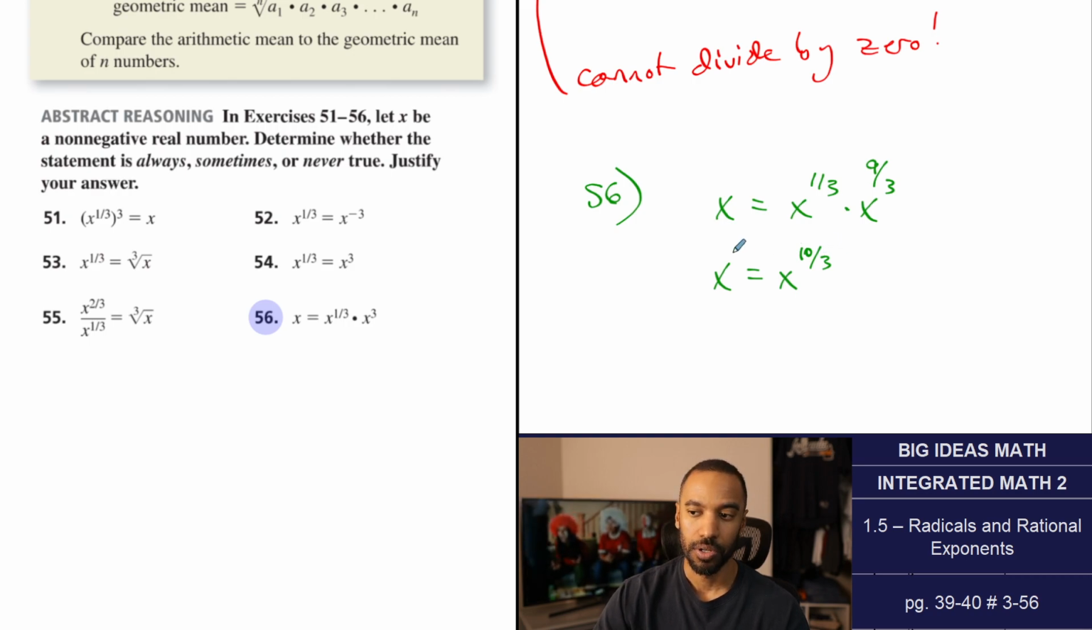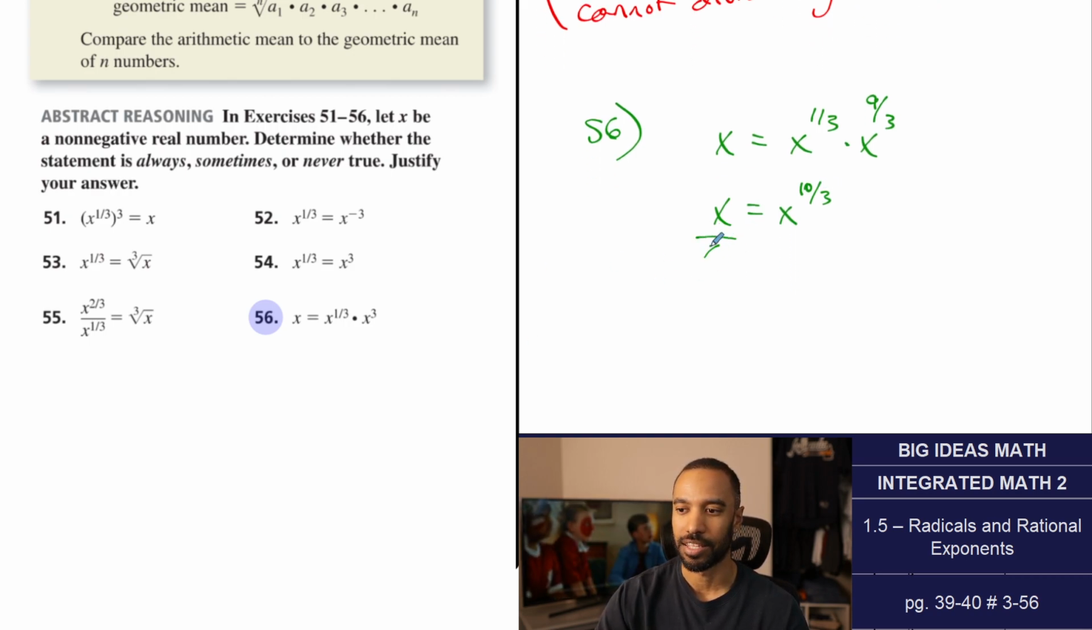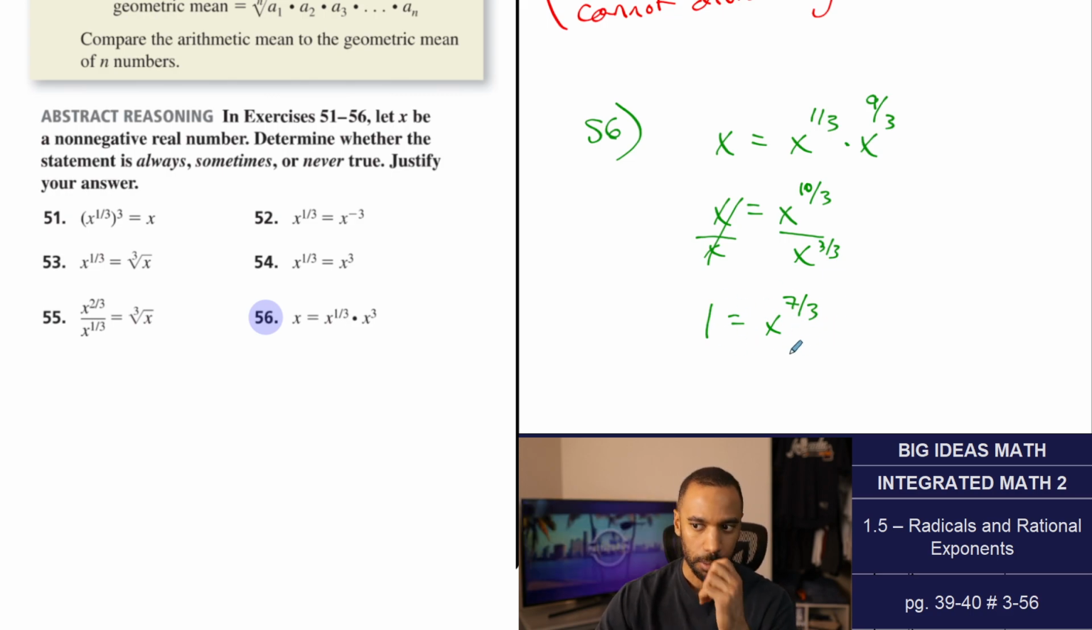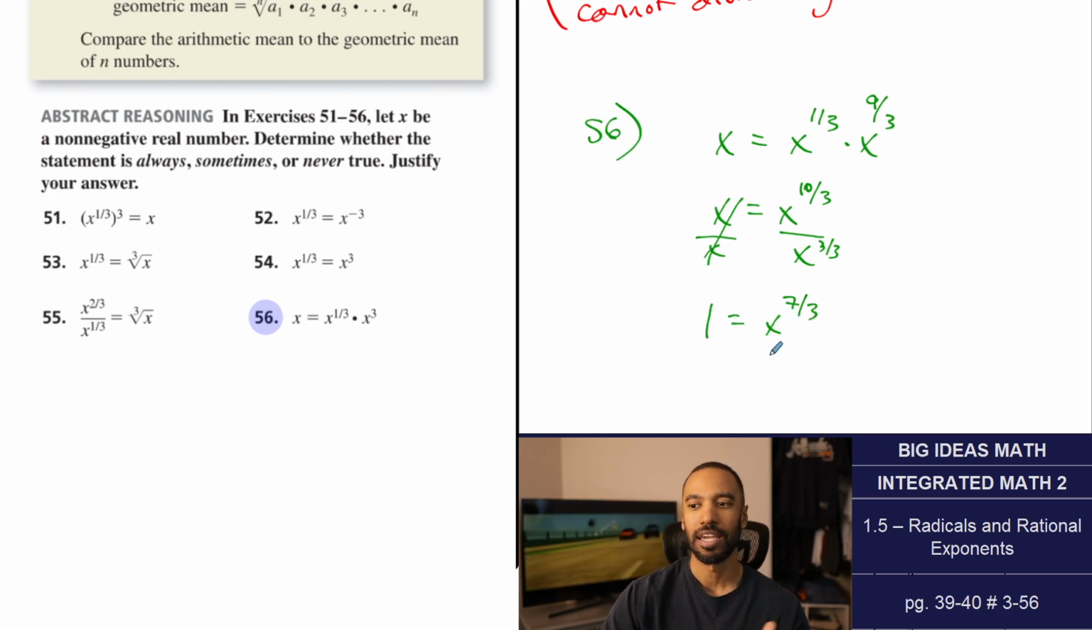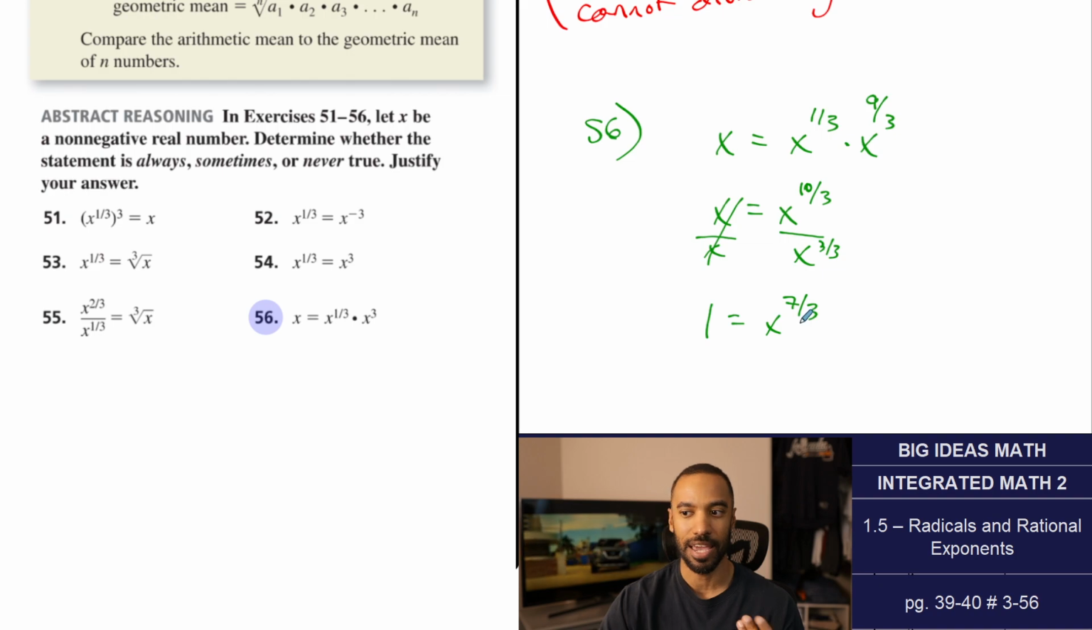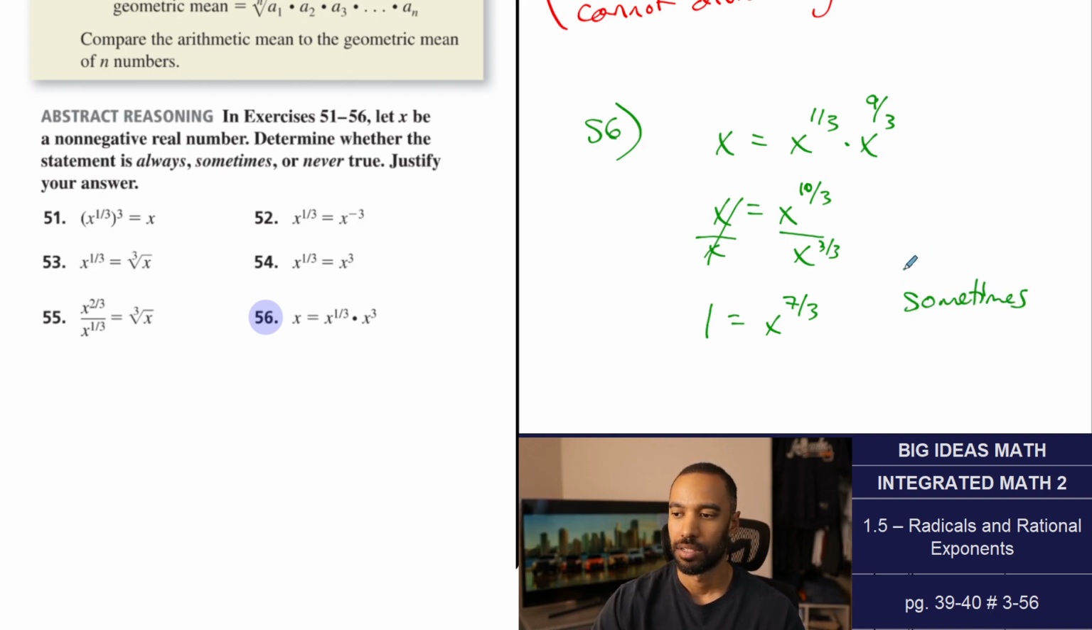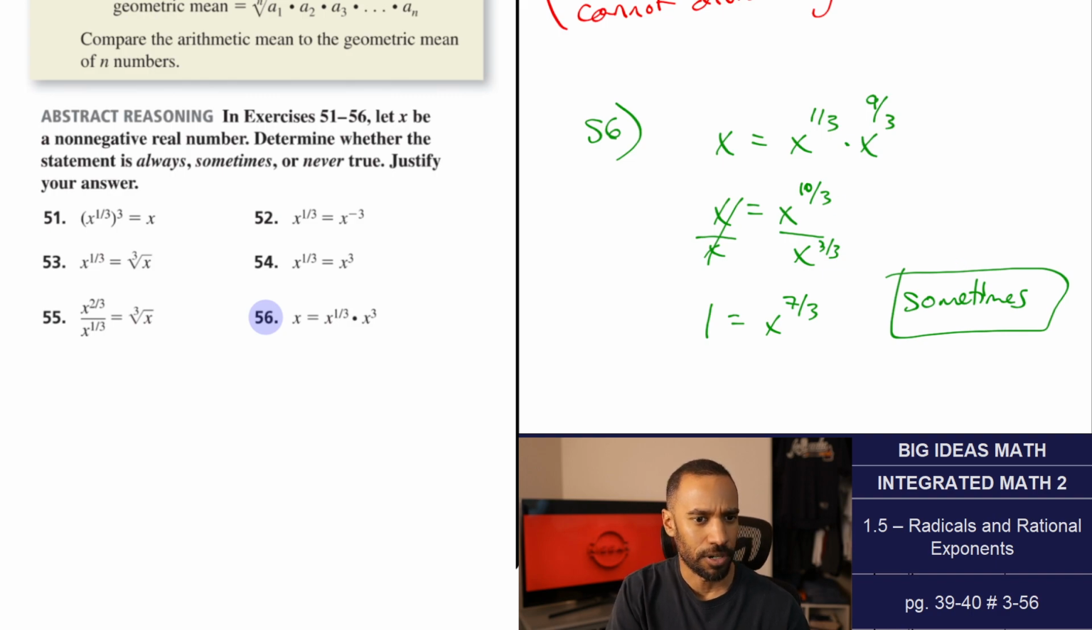Now, when is that true? Well, let's go a little further in this. I'd like to divide both sides by x. Call that x to the 3/3, if you will. And 1 equals x to the 7/3. I keep doing this so you can really picture what this looks like and say, can I plug in something in here to get 1? And the answer, once again, is 1. 2 doesn't work, but 1 works here. So this is, once again, a sometimes. I guess we didn't have a never in any of these cases. I couldn't find one, at least.